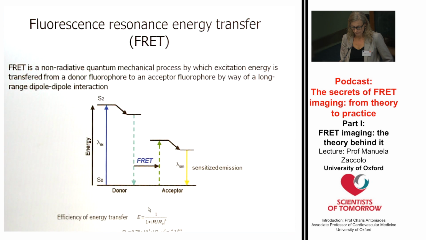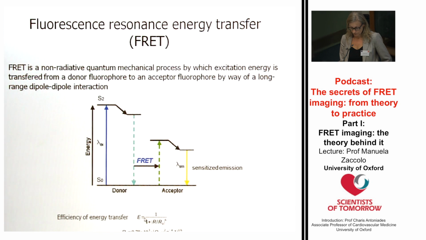The efficiency of energy transfer is described by this equation, and as you can see, it is very strictly dependent on the distance r between donor and acceptor, and it's inversely proportional to the sixth power of this distance, which means that very small changes in the distance between donor and acceptor translate into very large differences in FRET efficiency.